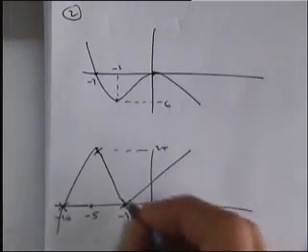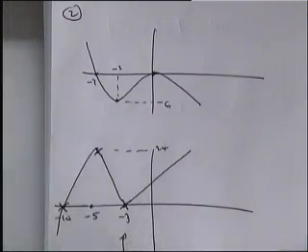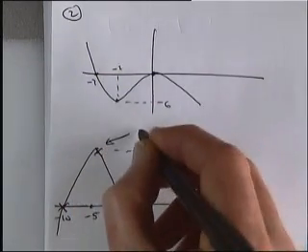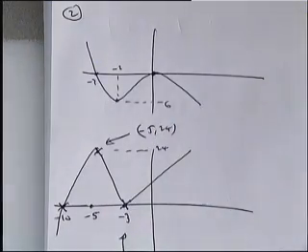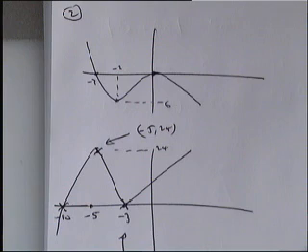And we need to clearly identify that this turning point there is minus 3, 0, and the turning point there is minus 5, 24. Those are points that they're particularly looking for in that question.